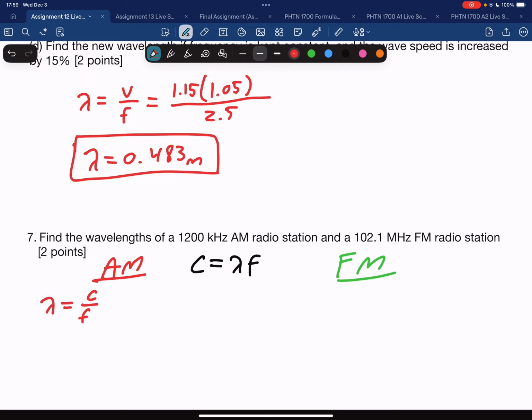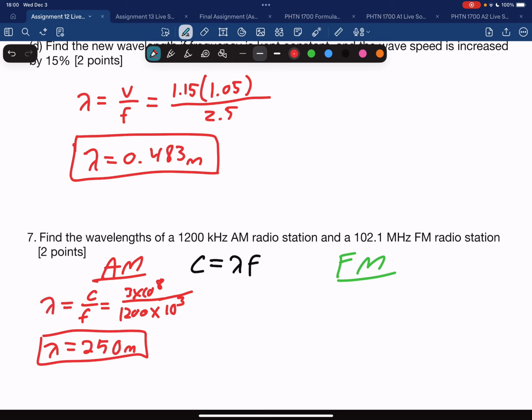Rearranging that for wavelength, just like how we did in the previous question, is c over f, which is 3 times 10 to the 8 over the frequency, which here for the AM we have 1200 times 10 to the power 3, which gives us a wavelength of 250 meters.